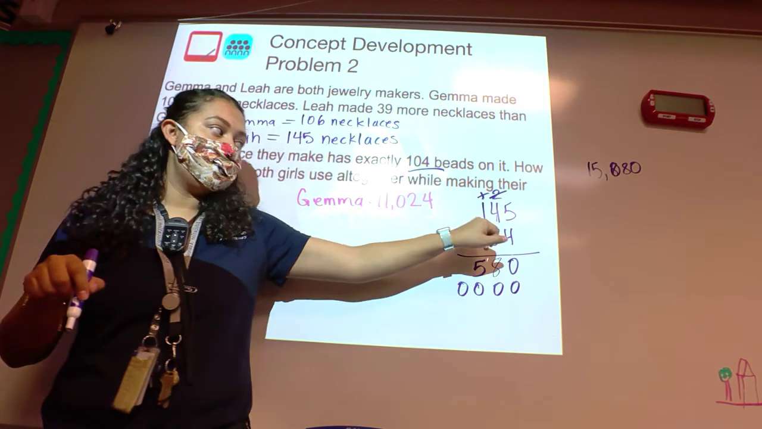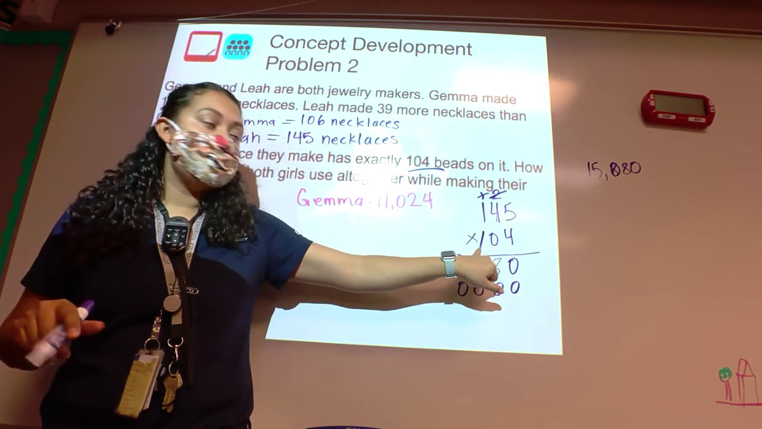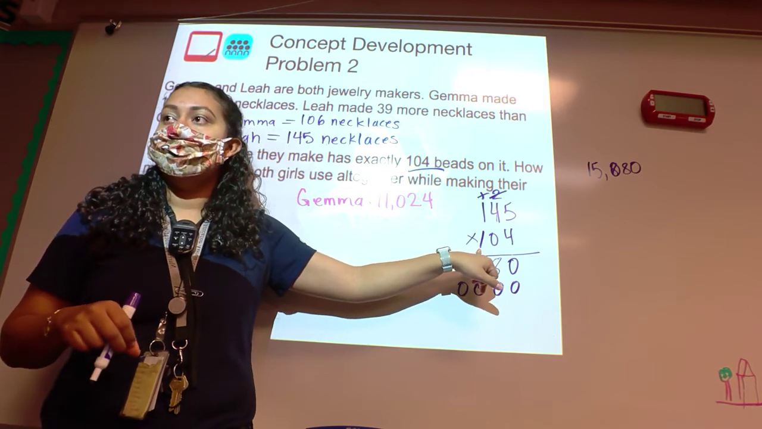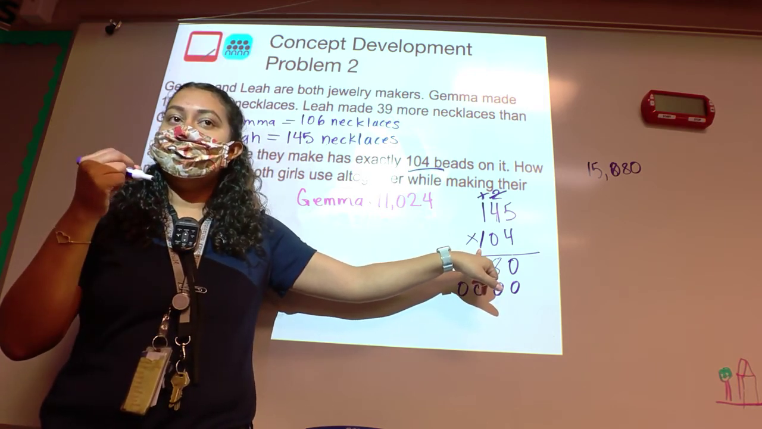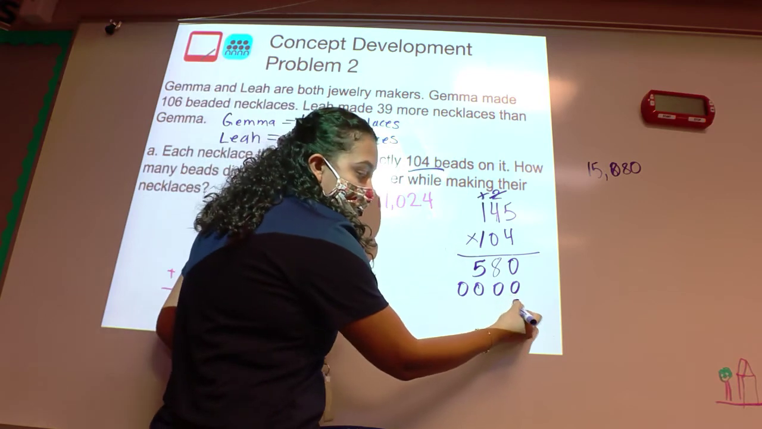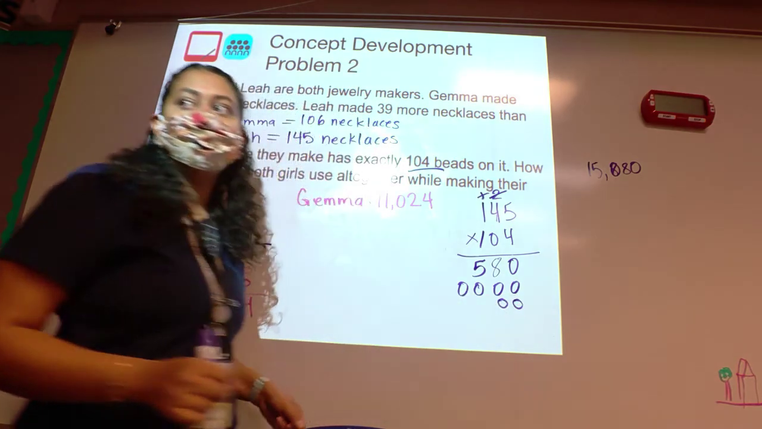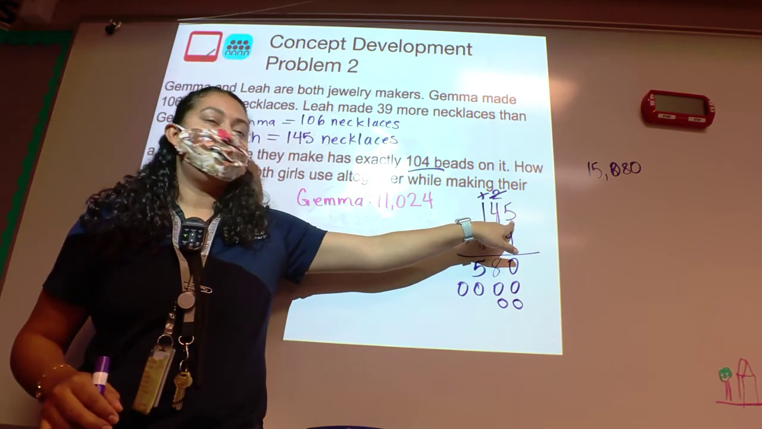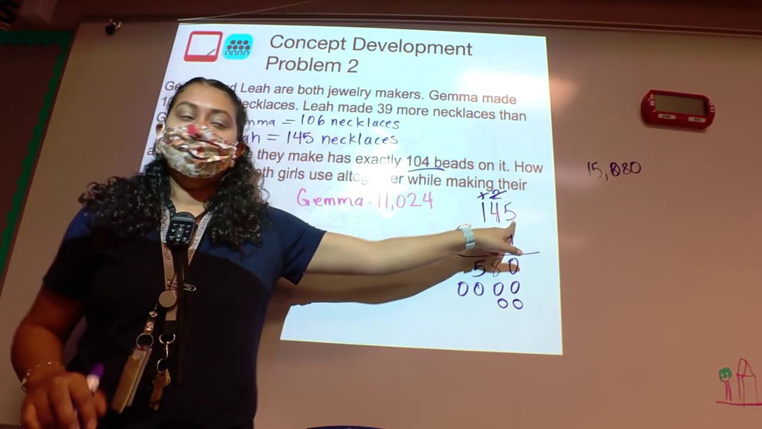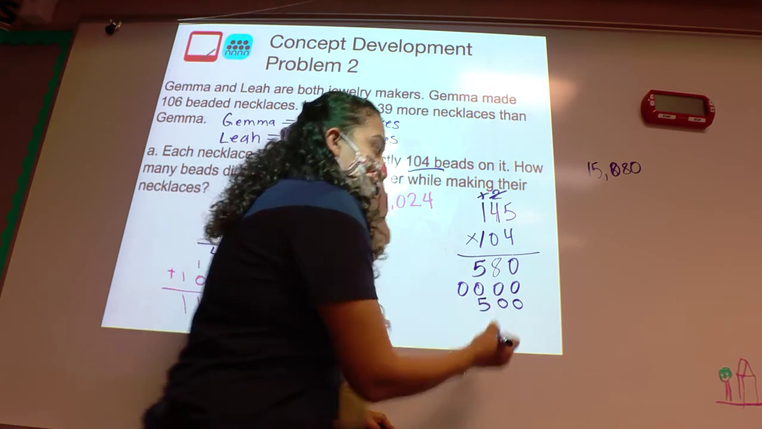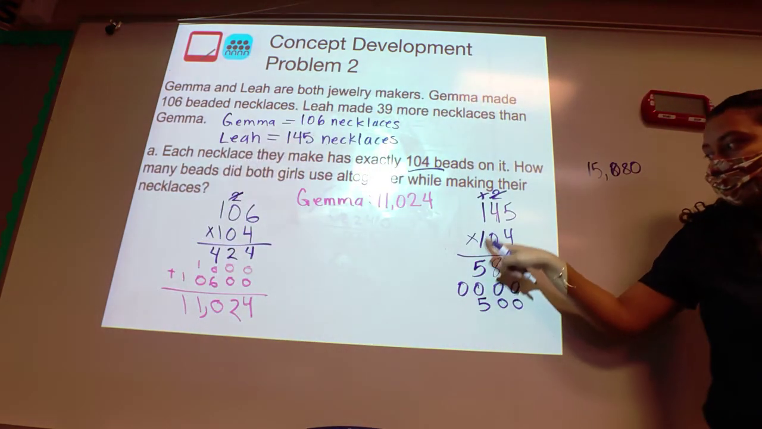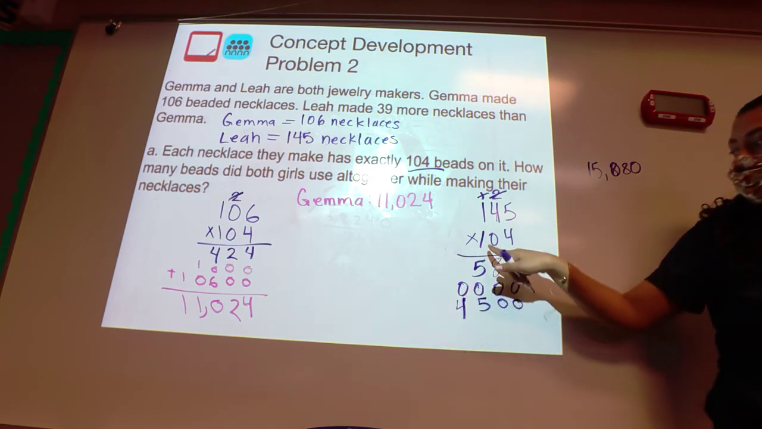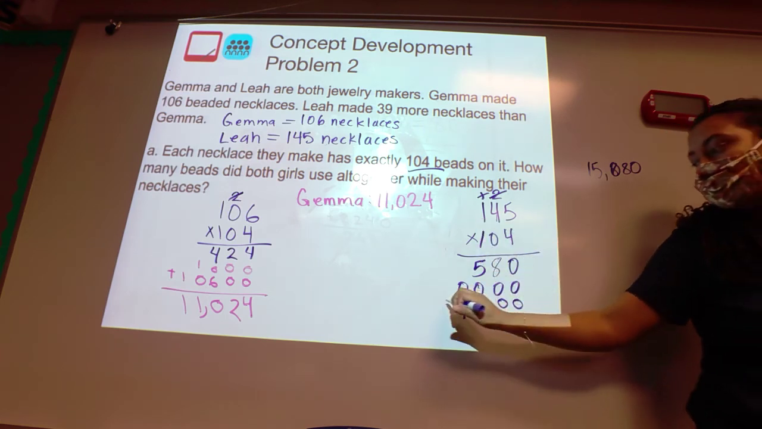Okay, so now we have 100 times 145. First, we need to plug in our powers of 10. How many powers of 10 are in 100? How many zeros? 2. So plug in your 2 powers of 10 first. And now let's multiply. 1 times 5, 5. 1 times 4, 4 here. 1 times 1, 1.